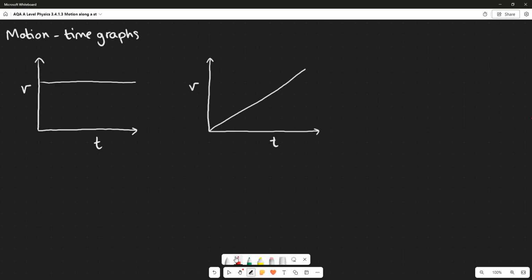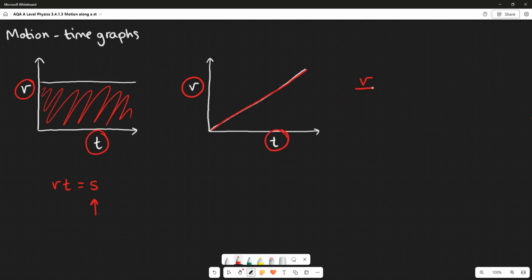The general rules of motion time graphs are that the area beneath the line is calculated by multiplying the two things on the axes. If you multiply velocity by time, it gives you displacement. So the area under any velocity time graph is going to be displacement. If you are calculating the gradient of a line, then you look at the axes and you calculate what would happen if you divided them. Velocity divided by time is acceleration.